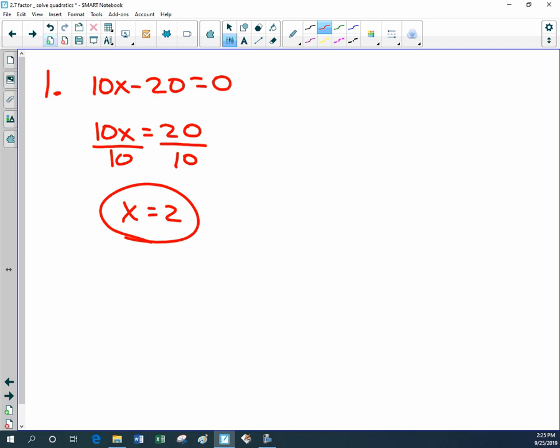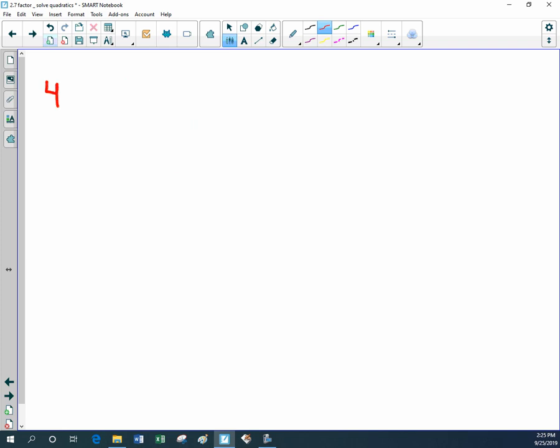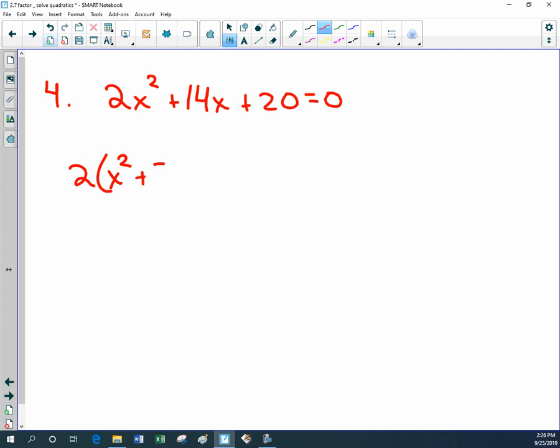On problem number 4, okay, so on 4 through 21, this is what we just talked about in our notes. So problem number 4, we have 2x squared plus 14x plus 20 equals 0. First step, look for a common factor. The common factor of these three terms is 2. So we'd have x squared plus 7x plus 10 equals 0.